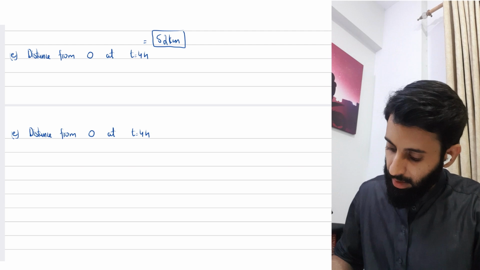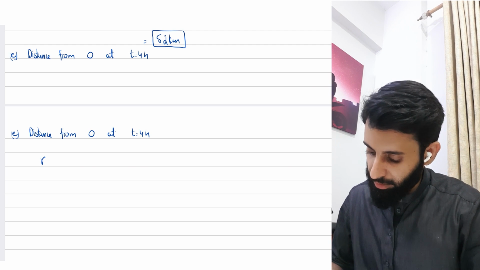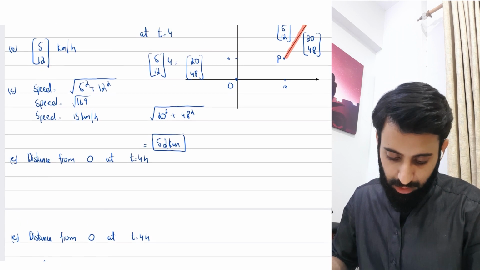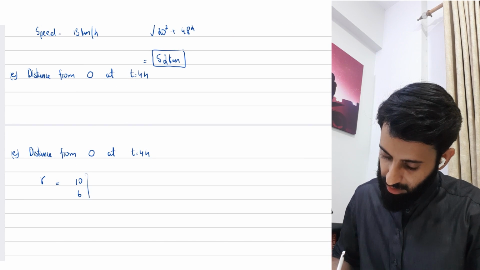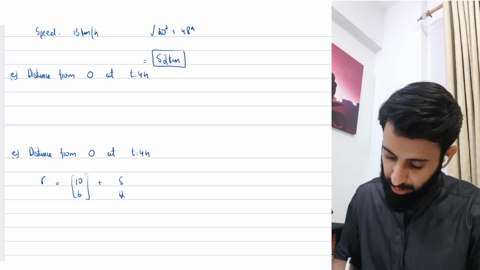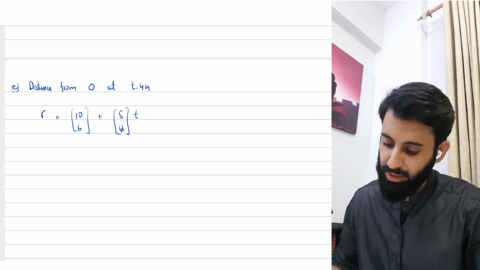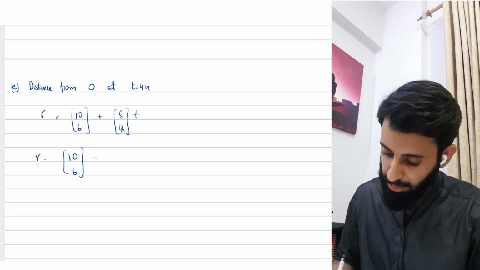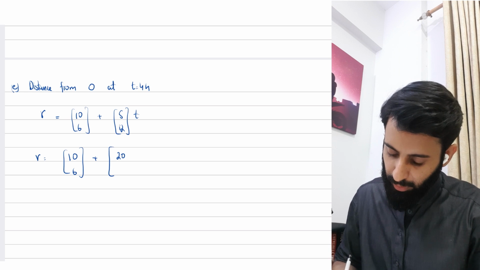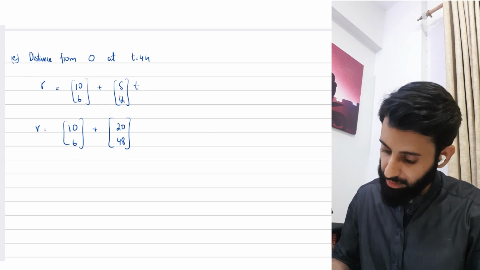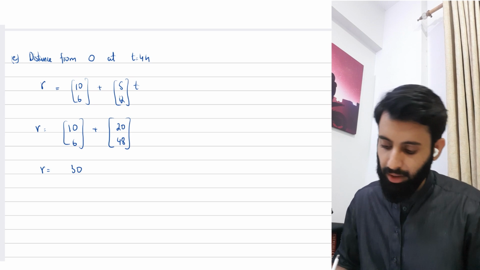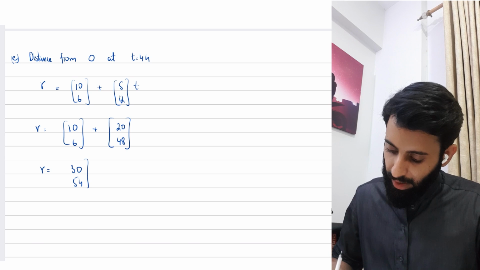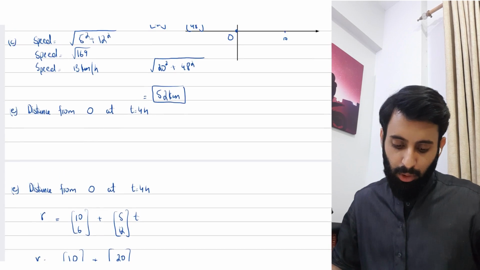Now if I write down the position vector of this boat, I'll just call it R. Remember, it's OP, and P was (10, 6), plus (5, 12) times t. So if the question wanted us to calculate the distance from O, I would have taken (10, 6) and multiplied (5, 12) by 4. That's how we got 20 and 48. And then sum it up. So if I sum this up, I'm looking at 30. And let's see, what is 48 plus 6? That's 54. And this is the position vector of the boat after 4 hours.